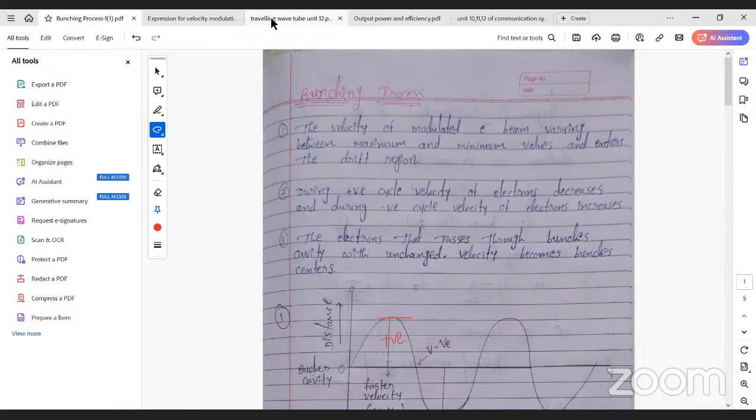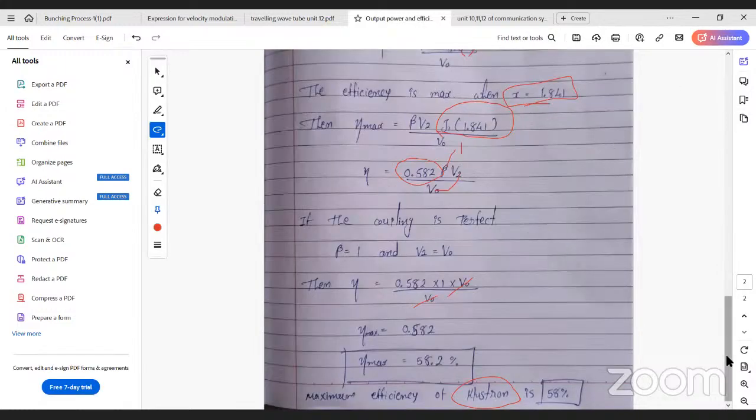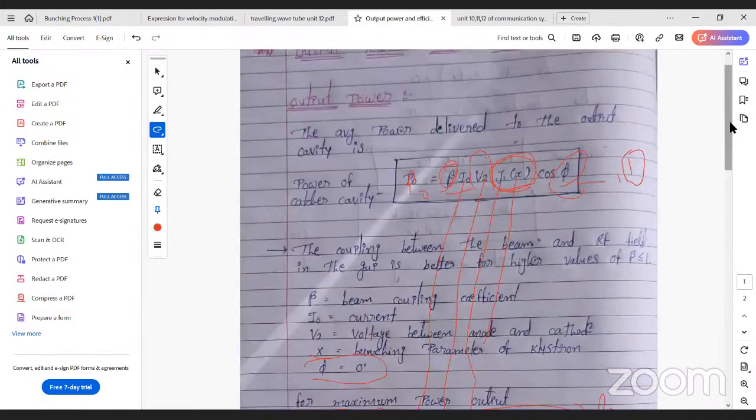I didn't write this from the textbook. Whatever I have given, you copy this one. This is more clear compared to that one.